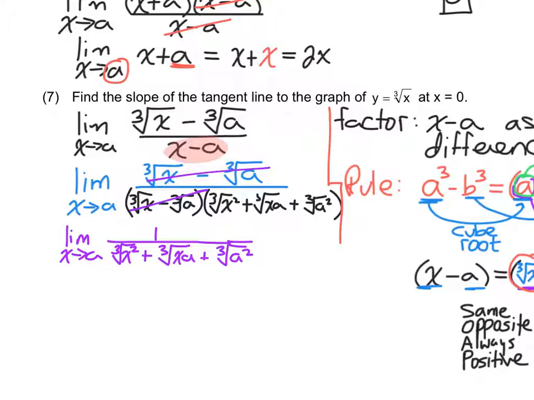So cube root of x squared plus cube root of xa plus cube root of a squared. Apologize for the handwriting. The troublemaker was the cube root of x minus the cube root of a, because if I substituted into that, I'd have a problem. But substituting in now, replacing all my a's with x's, I'm not going to have a problem at all because it's not going to make my denominator undefined.